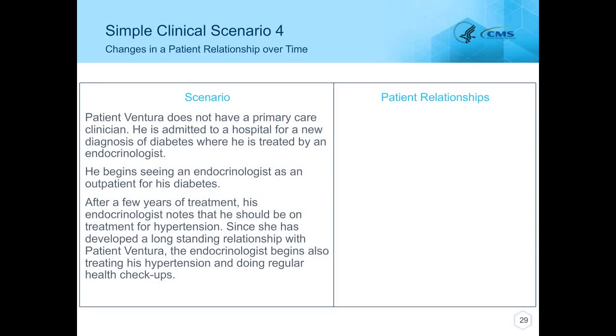In this scenario, patient Ventura does not have a primary care clinician. He's admitted to the hospital for a new diagnosis of diabetes, where he's treated by an endocrinologist. He begins seeing an endocrinologist as an outpatient for his diabetes. And after a few years of treatment, his endocrinologist notes that he should be on treatment for hypertension. Since she's developed a long-standing relationship with patient Ventura, the endocrinologist begins treating his hypertension and doing regular health checkups. You can see there's been a change in the relationship and treatment over time. So let's review the patient relationships in the next slide.